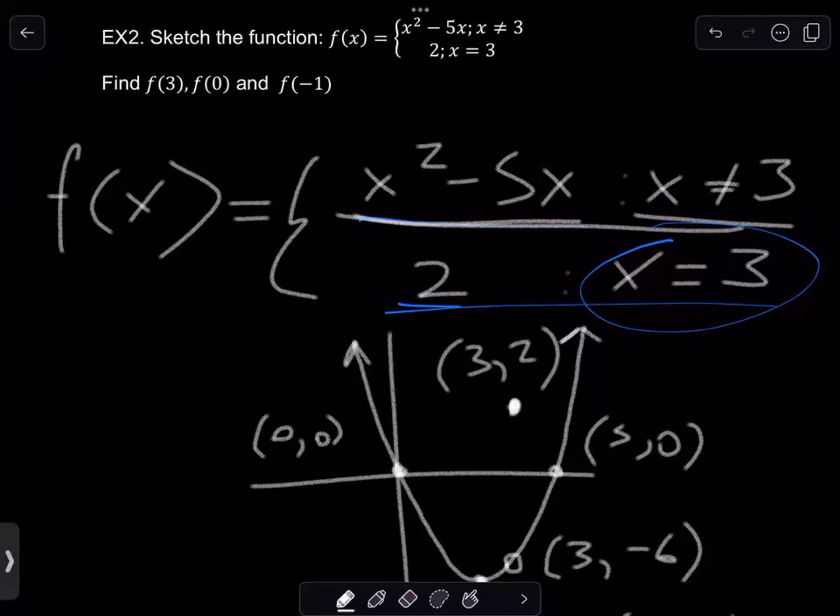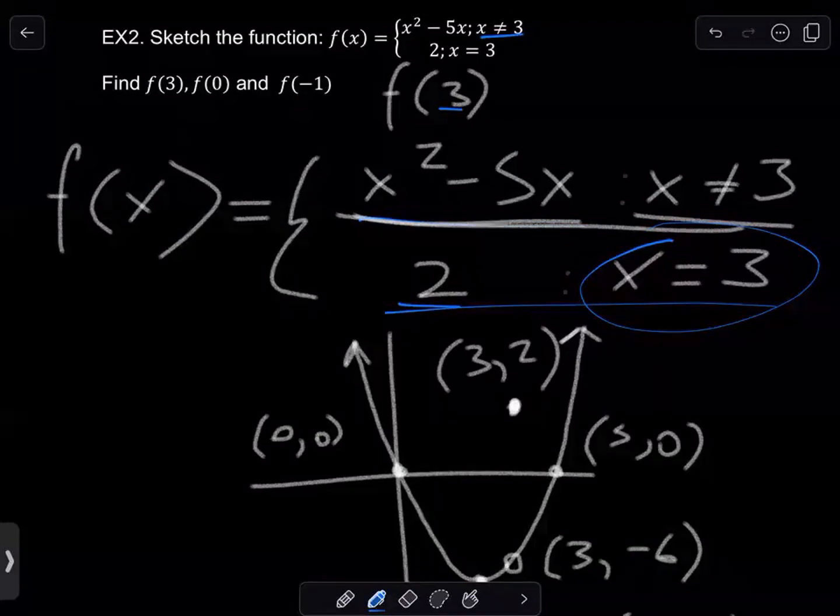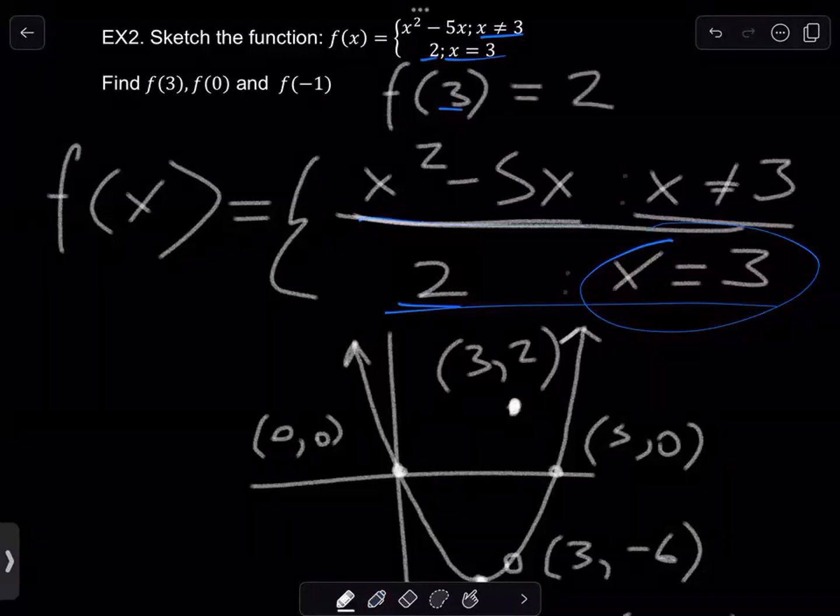Let's work that out. So f of 3, clearly, we have an x input of 3. The value is 3. Is the value not equal to 3? No, it's not. We have x is equal to 3. So we are dealing with the second part of this function. So the y value, f of 3, is going to be 2. So f of 3 is 2.